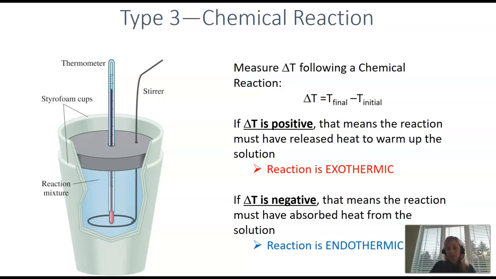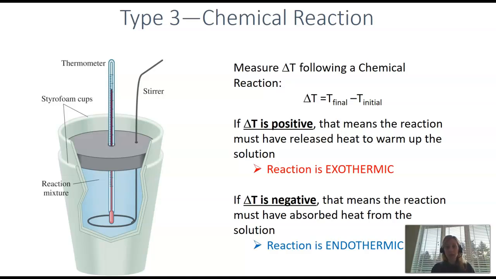If I have the opposite, if delta T is negative, so if it goes down in the course of the reaction, that means that the reaction itself is absorbing heat and taking it away from the solution, which makes my reaction endothermic. Its heat is going into my reaction, it's taking in heat and taking it away from the solution, which makes the temperature go down. Delta T is negative. So I'm going to stop this introduction here.